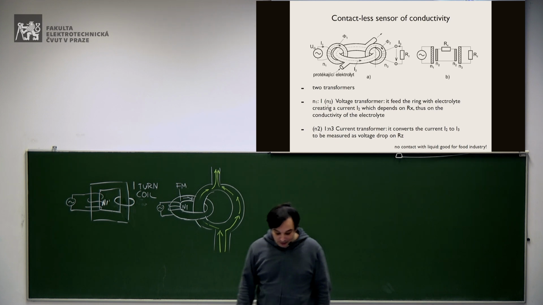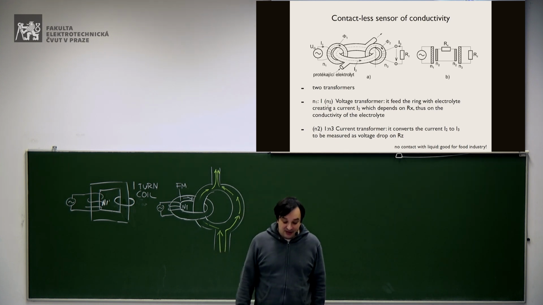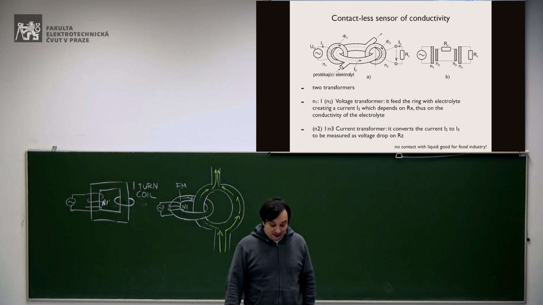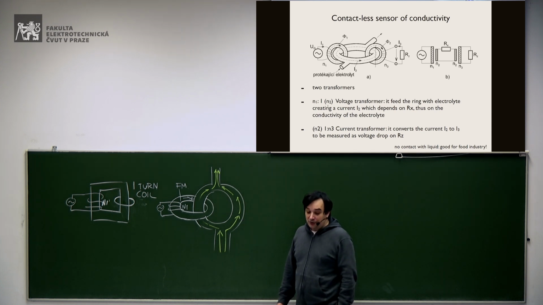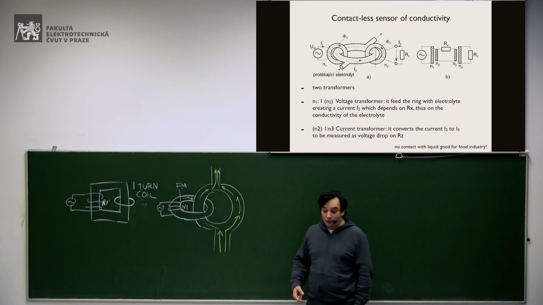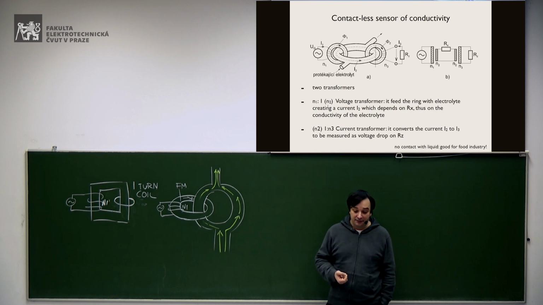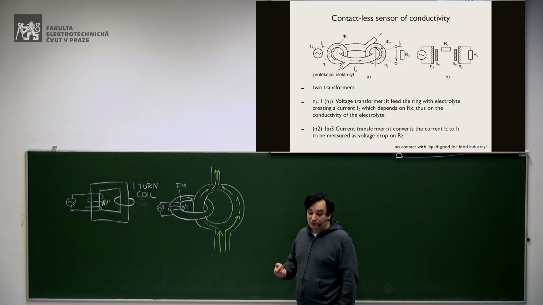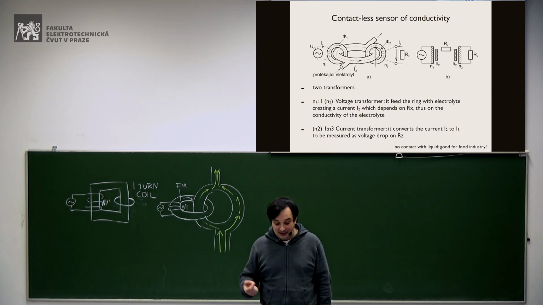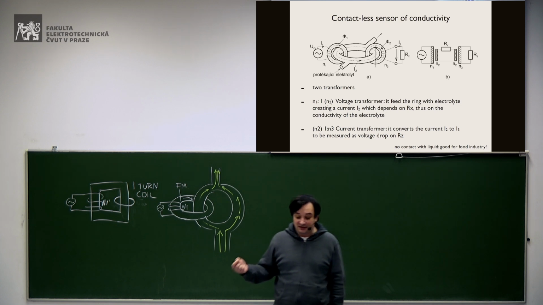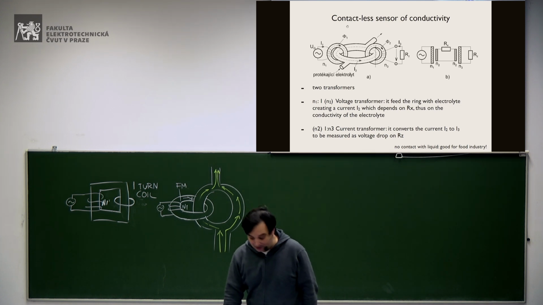Now, how can I measure this current? Well, I have a second transformer, in this case a current transformer, which has a ratio N2, that is 1, to N3, which has the purpose to amplify this current and give us a current which can be measured on an output resistor RZ, okay?